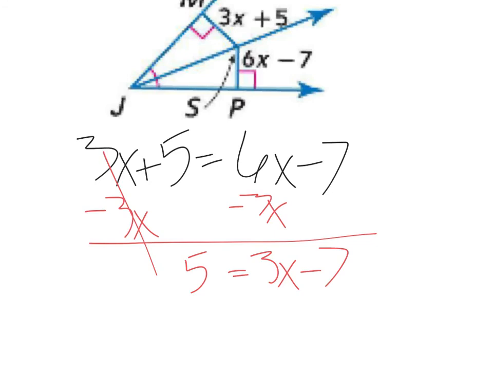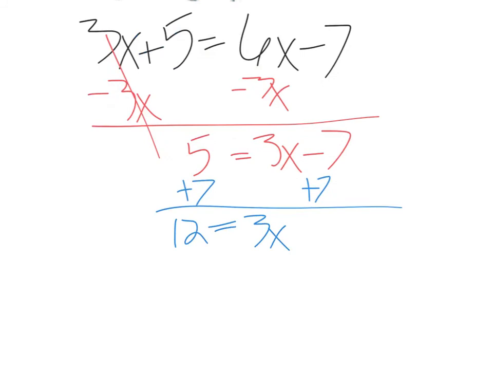So I got to get my constants now on the other side, so I'll add 7 to the other side. And adding 7 to the other side will give me 12 equal to 3x, which means I need to divide both sides by 3, and I'll get x equal to 4.